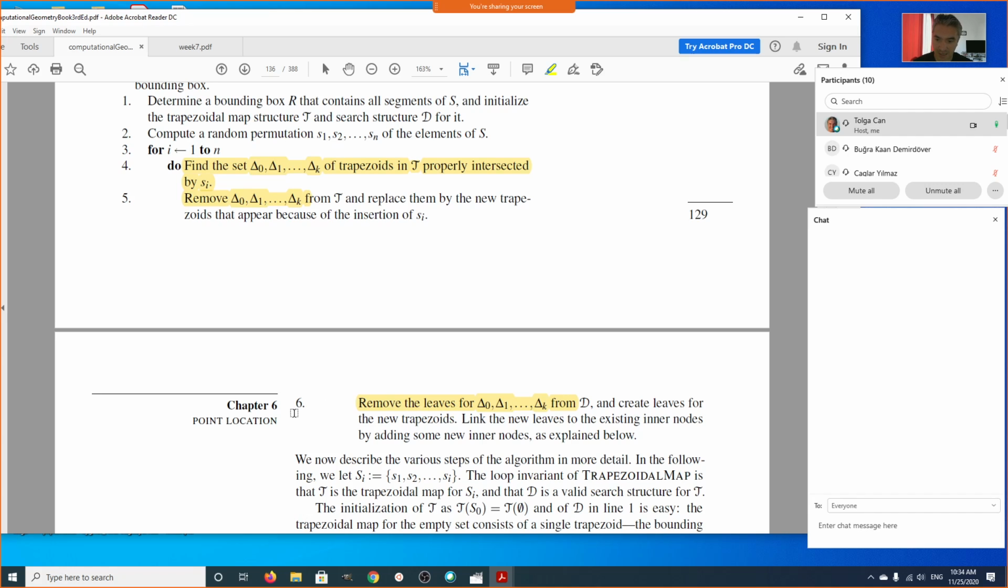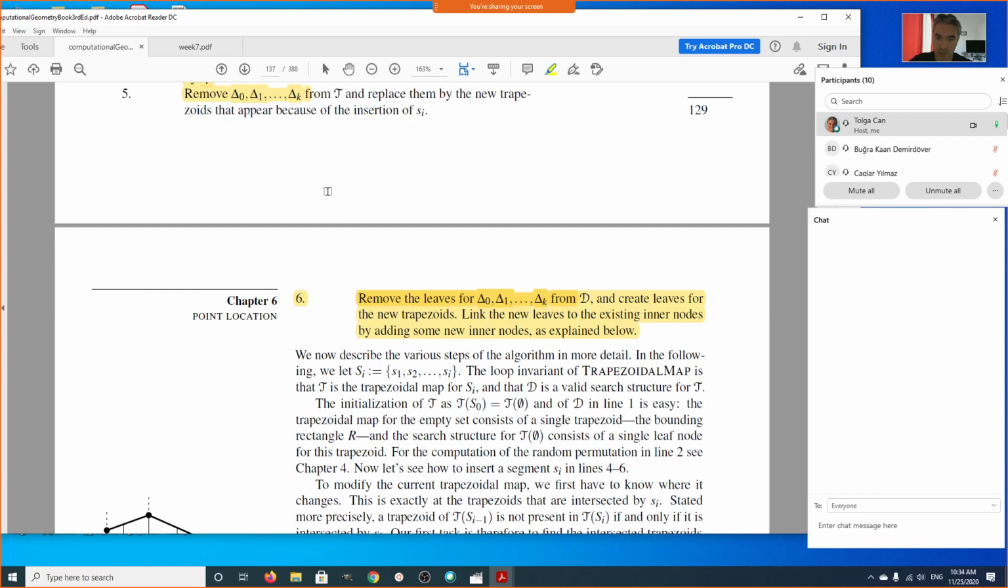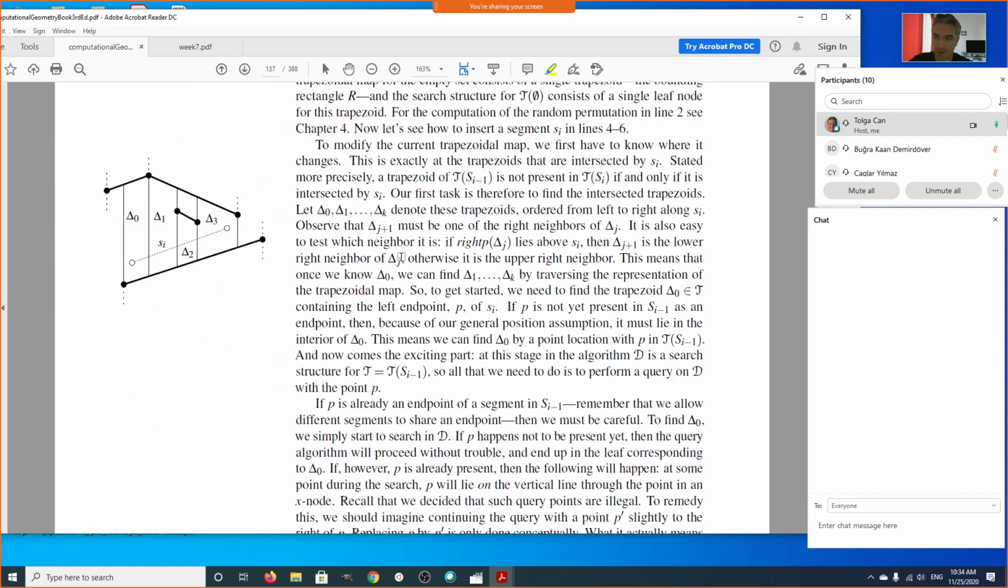Everything is done in step 6 actually. It's just described as an English sentence how to modify the search structure and the trapezoidal map. We are going to see with 2 examples how we will get the new search structure and the trapezoidal map. So step 4 is actually done by using this algorithm named follow segment.